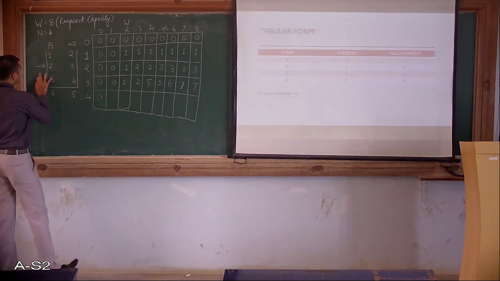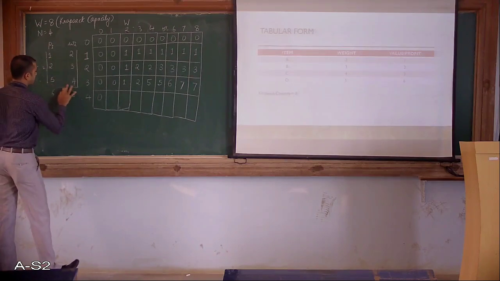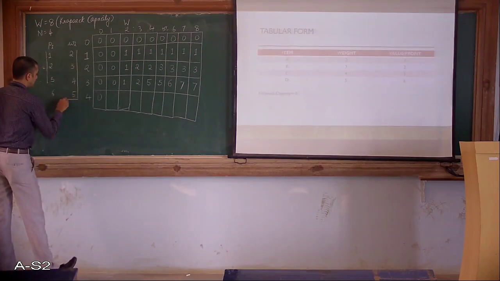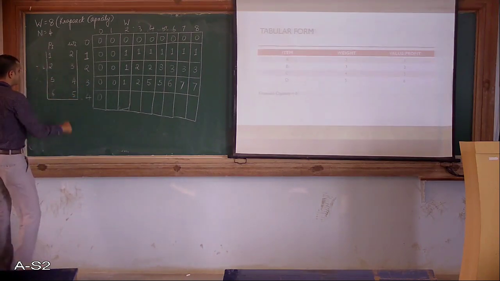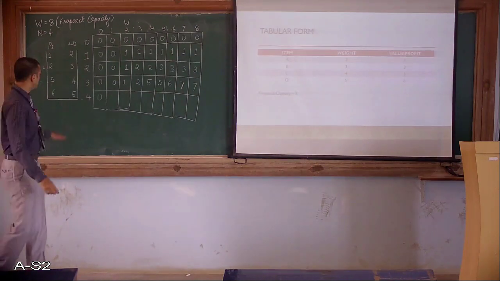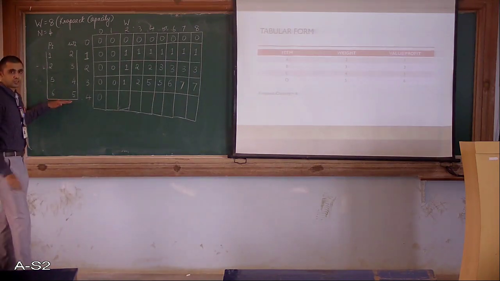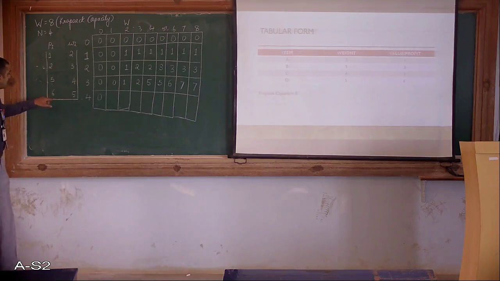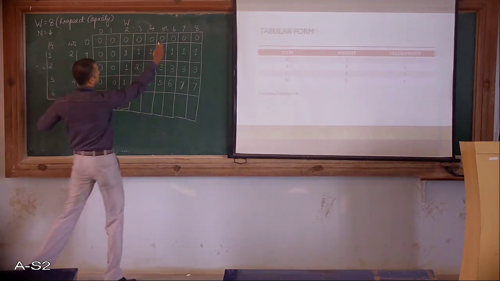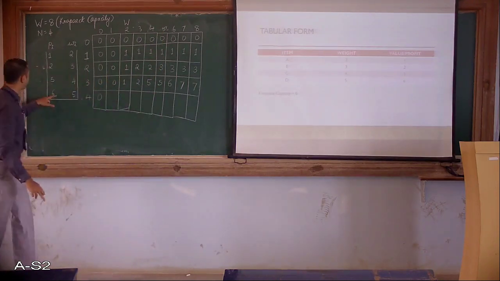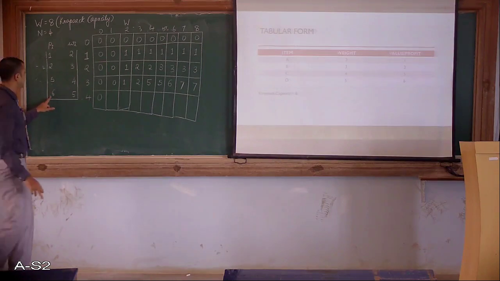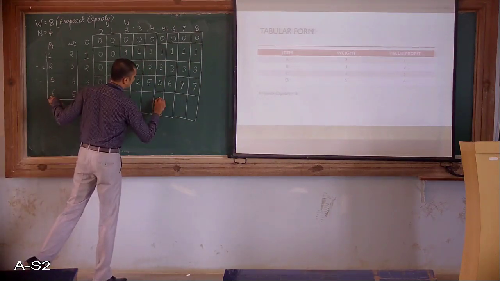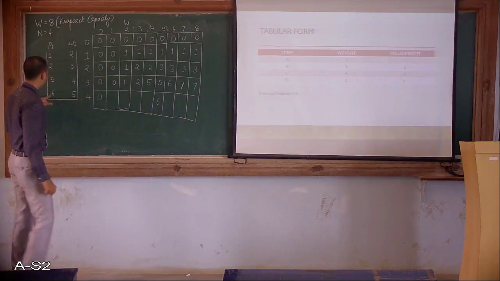Similarly, do it for the last object, the fourth one. I'll try to add all the 4 objects. Let's see if they fit. First I'll add the 4th object and check. The weight of the 4th object is 5. So wherever there is 5, add its value. What is the value of the 4th object? 6. So at knapsack capacity 5, it is going to be 6.